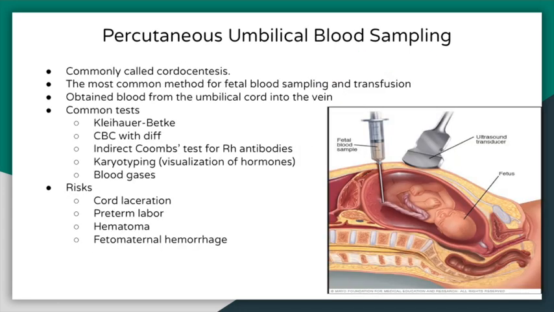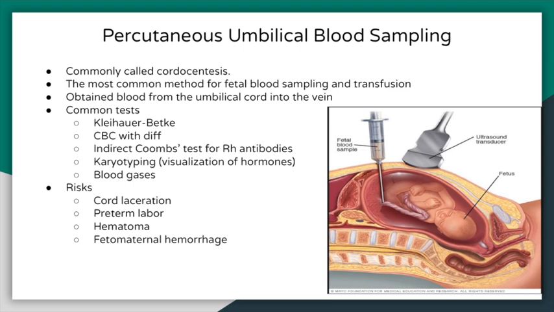Percutaneous umbilical blood sampling, I've honestly never assisted with, so I only know what the book says here. It's commonly called a cordocentesis. If you're going to do it, you might see in the prenatal record that this was done. It's done to obtain fetal blood sampling as well as do a fetal blood transfusion. They retrieve blood from the umbilical cord.